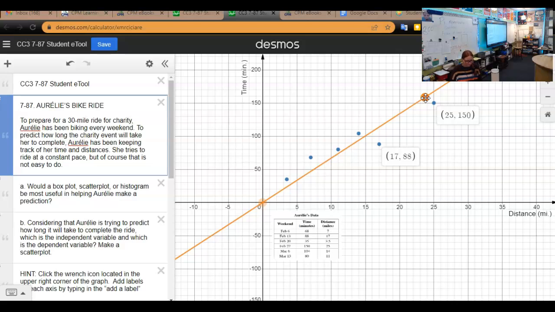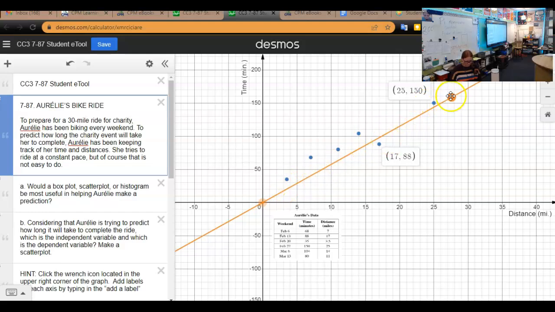So do you think we should try to... Hold on, what are we trying to make a prediction for? How long it'll take her to ride 30 miles. Do you think I should line a best fit with my shorter distances or with my longer distances? Yeah, we should probably bend our line down a little bit because in our longer distances we're starting to slow down a little bit, right?